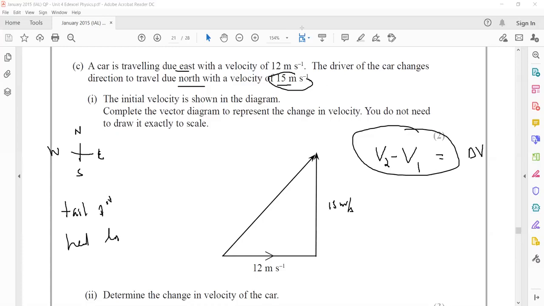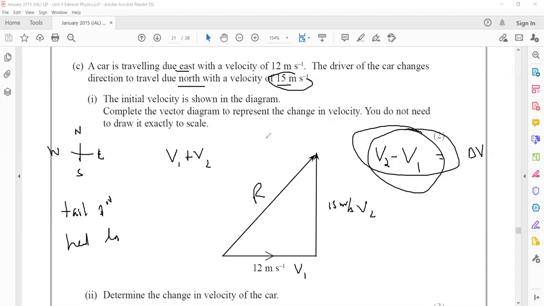But this resultant is not correct. Why is this resultant not correct? This resultant is V1 plus V2. This is V1, velocity 1. This is velocity 2. So this resultant is V1 plus V2. But in the question, we need a change in the velocity. We need V2 minus V1. So how will I get V2 minus V1? Is it clear?